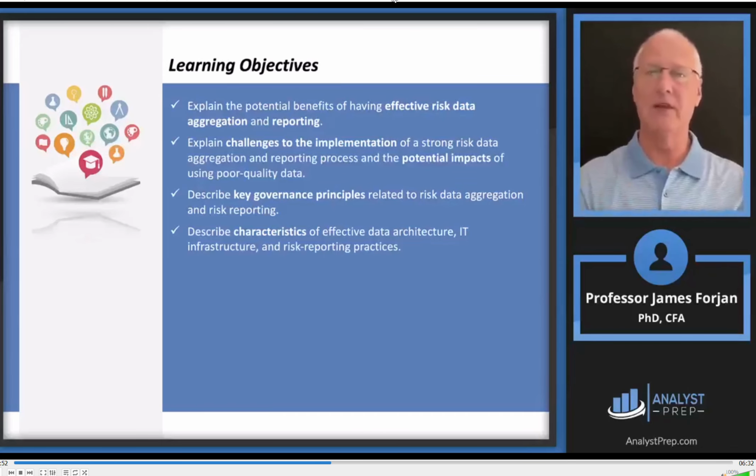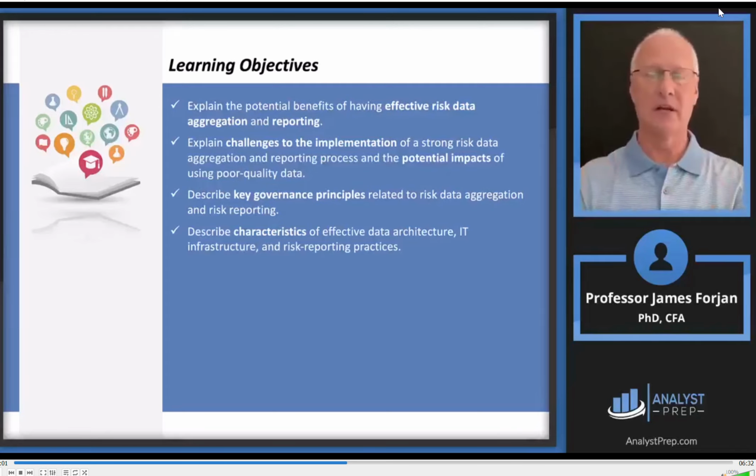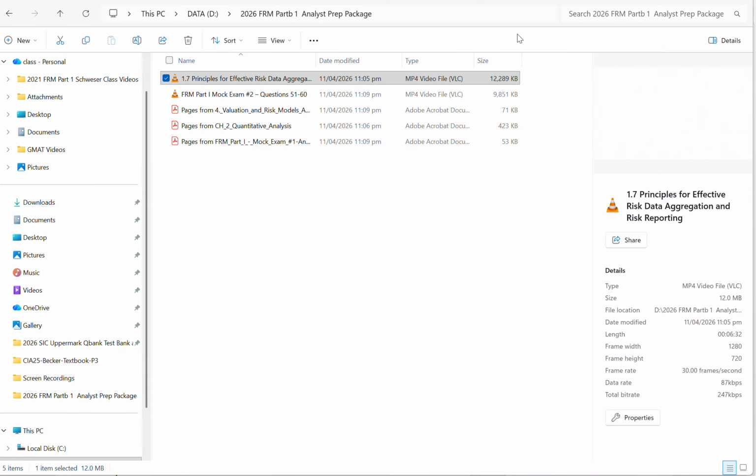So look, potential benefits and challenges. And then we'll talk about characteristics of effective data architecture at the end. But that last learning objective occurs, of course, at the end of this chapter.